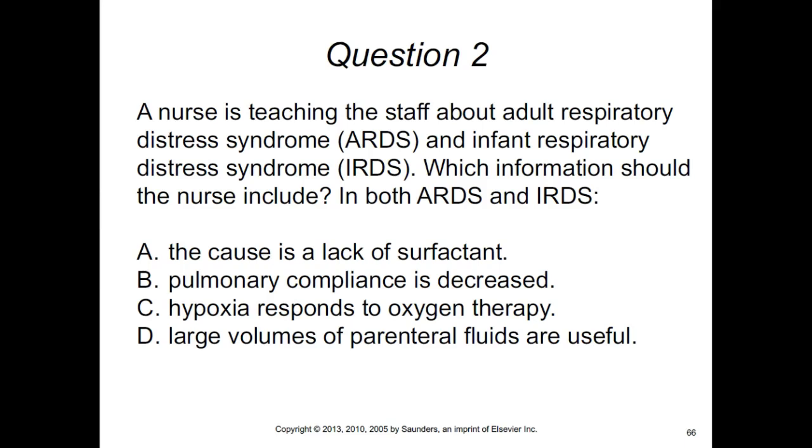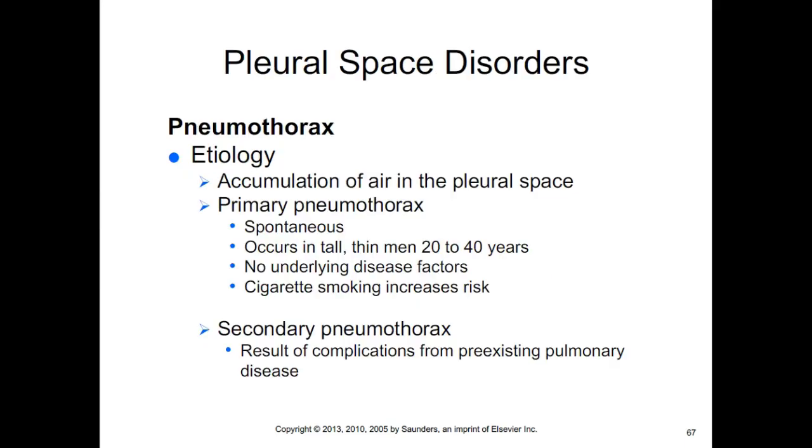So a nurse is teaching the staff about adult respiratory distress syndrome and infant respiratory distress syndrome. Which information should the nurse include? In both ARDS and IRDS, the cause is a lack of surfactant. The pulmonary compliance is decreased. Hypoxia responds to oxygen therapy. Large volumes of parenteral fluids are useful. All right, so these are both restrictive pulmonary disorders, so pulmonary compliance is decreased. The lack of surfactant is only with the IRDS.